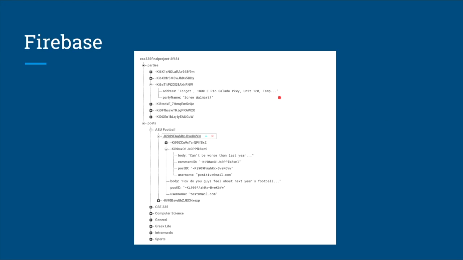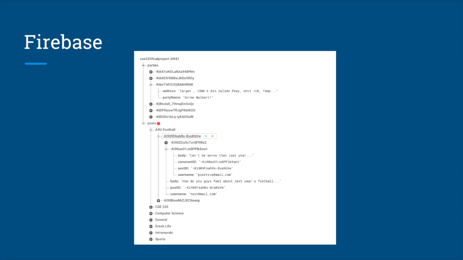So here's an outline of my Firebase data structures. So we have our project name here as our final project, and two main outer categories, which are the parties and the posts. So we'll go ahead and start at parties. So each party has an auto-generated ID. As you can see, these here are IDs. And then if we go ahead and look at a certain party, we have the address of the party and the party name. So it's very easy to pull that information from Firebase.